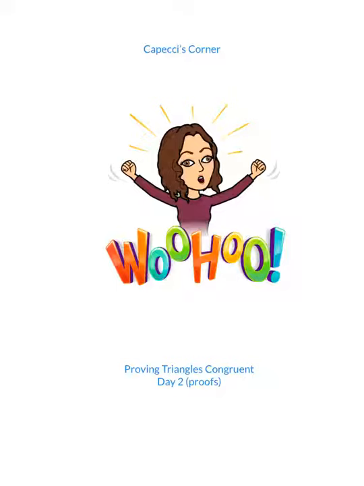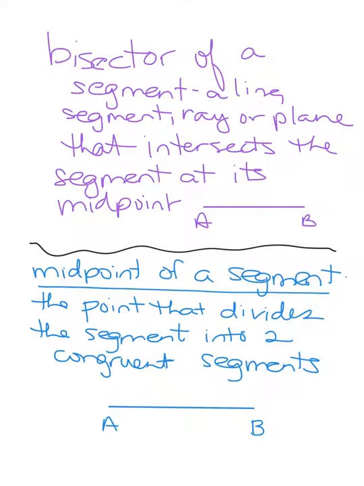We're going to be proving triangles congruent in this lesson, and today we're going to be looking at two proofs. Before we get to the proofs, we need to look at two definitions that we have done already in this course. One is the bisector of a segment. Remember, that's a line, a segment, a ray, or plane that intersects a segment at its midpoint. So if this is my midpoint, that is the location where the segment, line, ray, or plane is going to intersect the given segment AB at its midpoint.